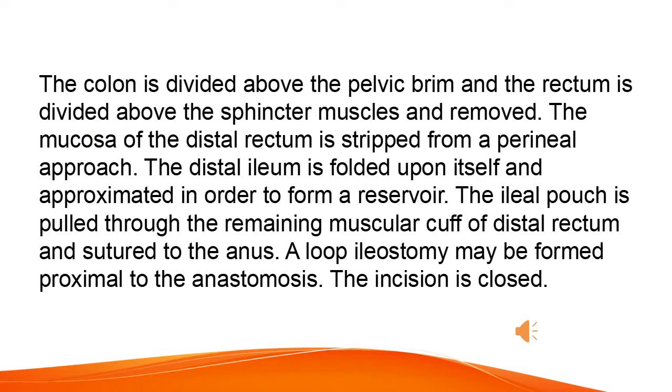The colon is divided above the pelvic brim and the rectum is divided above the sphincter muscles and removed. The mucosa of the distal rectum is stripped from a perineal approach. The distal ileum is folded upon itself and approximated in order to form a reservoir. The ileal pouch is pulled through the remaining muscular cuff of distal rectum and sutured to the anus. A loop ileostomy may be formed proximal to the anastomosis. The incision is closed.